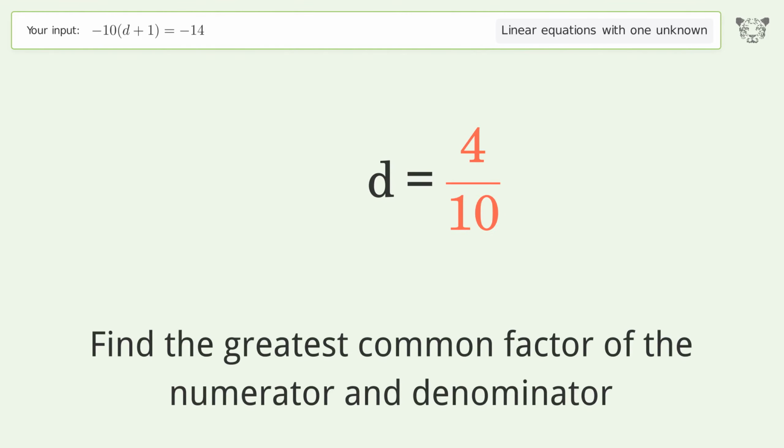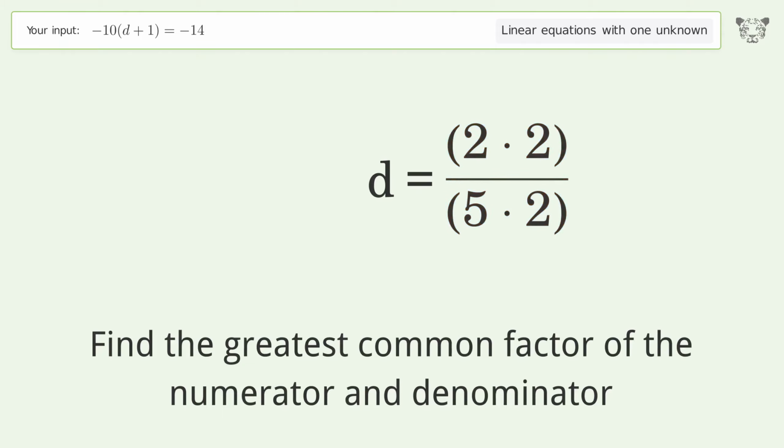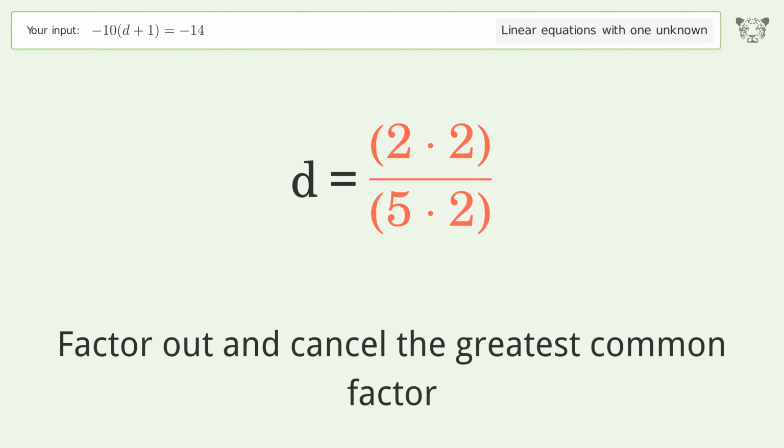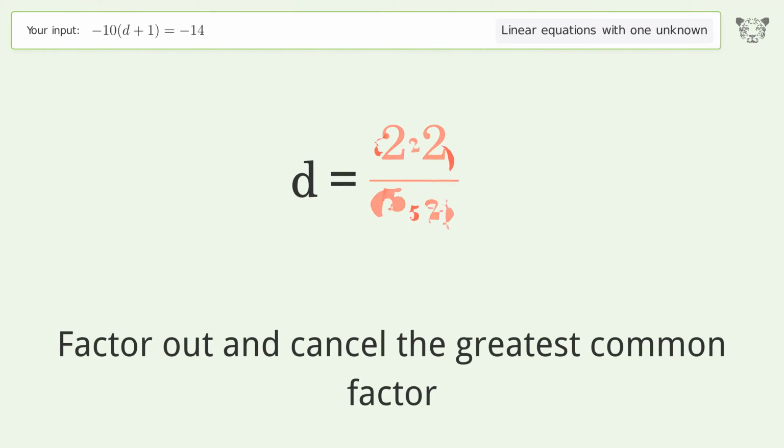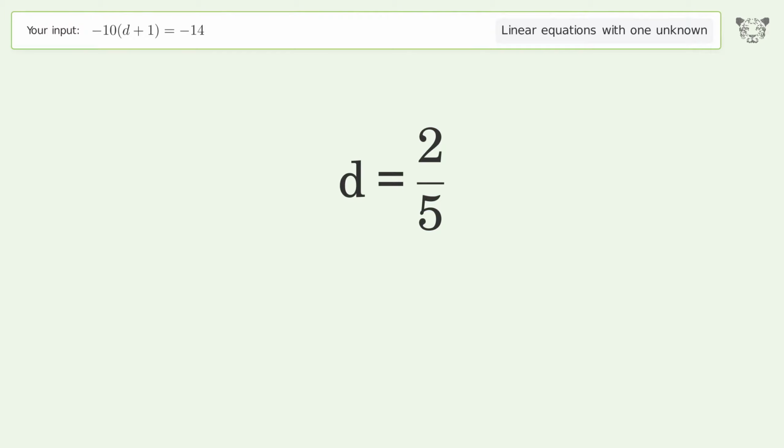Find the greatest common factor of the numerator and denominator. Factor out and cancel the greatest common factor. And so the final result is d equals 2 over 5.